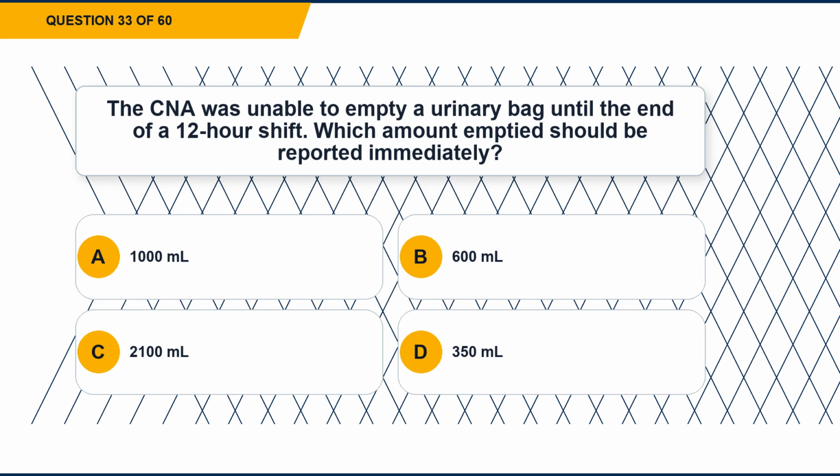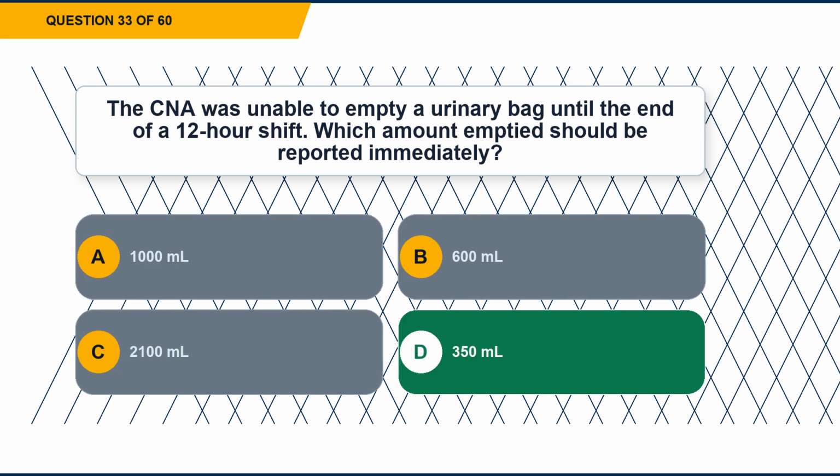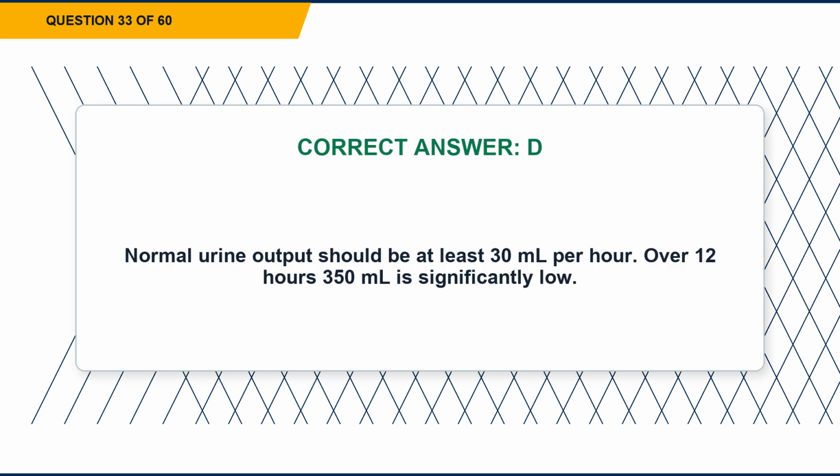Question 33. The CNA was unable to empty a urinary bag until the end of a 12-hour shift. Which amount emptied should be reported immediately? Option A, 1,000 milliliters. Option B, 600 milliliters. Option C, 2,100 milliliters. Option D, 350 milliliters. The correct answer is option D, 350 milliliters. Explanation. Normal urine output should be at least 30 milliliters per hour. Over 12 hours, 350 milliliters is significantly low.